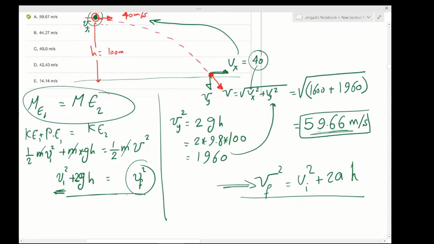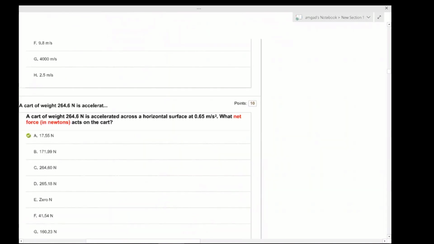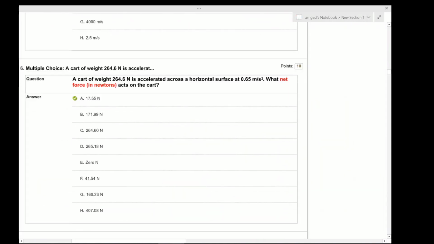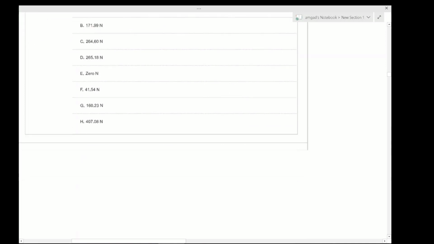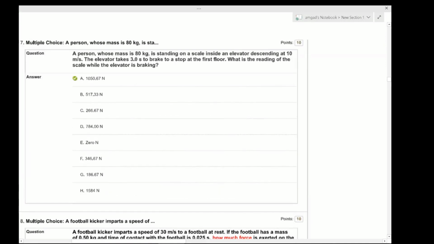Do you understand this point? Yeah. Okay. So sometimes it's good to make a mistake and still get the right answer. Let's see something else.